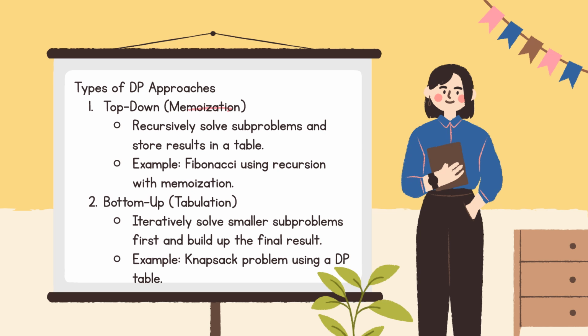As I said earlier, there are two types of DP: top-down and bottom-up. In the top-down, we first recursively solve the problem and then store the result in the table. Whereas in bottom-up, we solve the smaller subproblems first and then build the final result. So that's completely tabulation here.